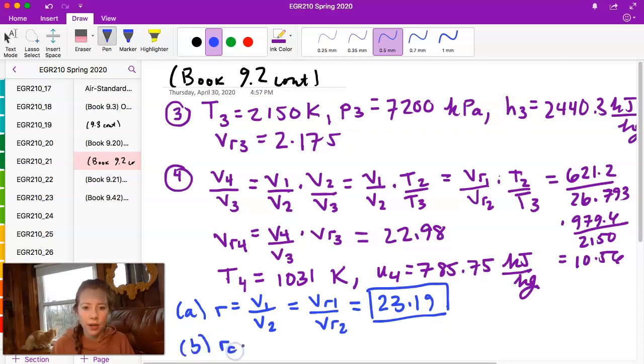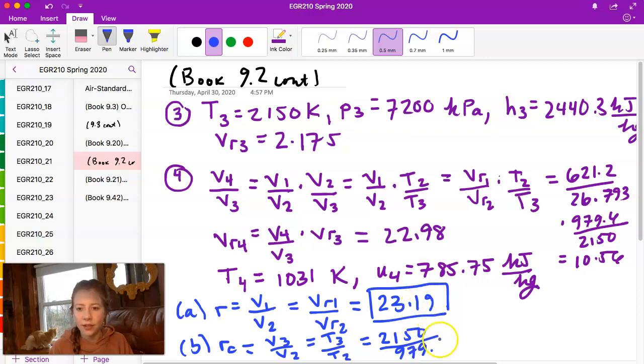So rc, our cutoff ratio, is going to be V3 over V2, which is going to be the same as T3 over T2. All right, so that's for that constant pressure process. Okay, so end over beginning. And so that's going to be 2150 over 979.6. So basically the reciprocal of that. And so it's going to be 2.19. Almost there.